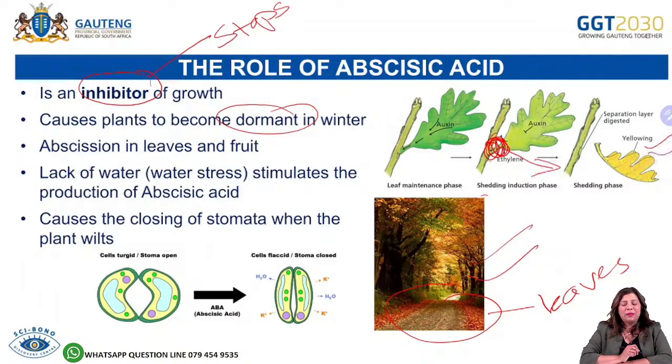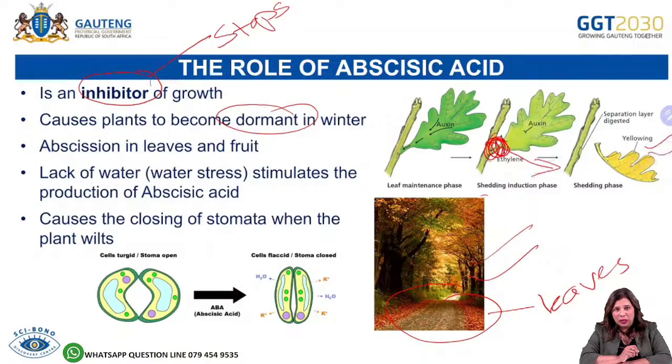So, like I said, abscisic acid also, when there's not enough water, it needs to reduce. Sometimes there are trees and plants that go through droughts. In South Africa, we experience a lot of areas that have droughts. So abscisic acid helps the plant to survive.